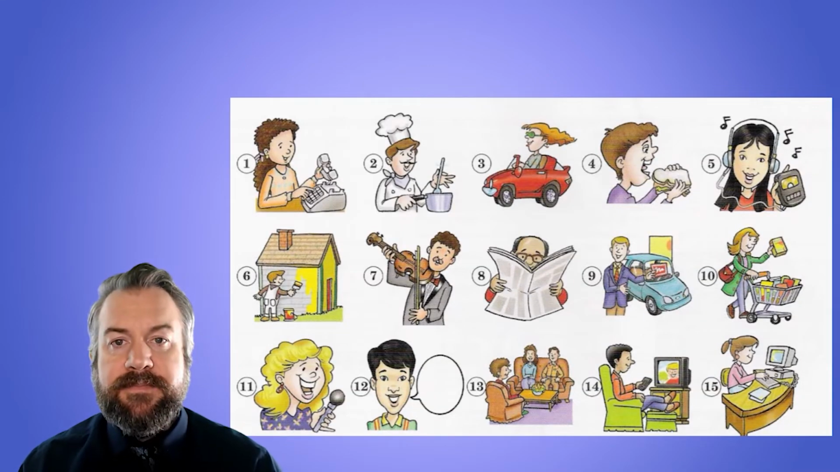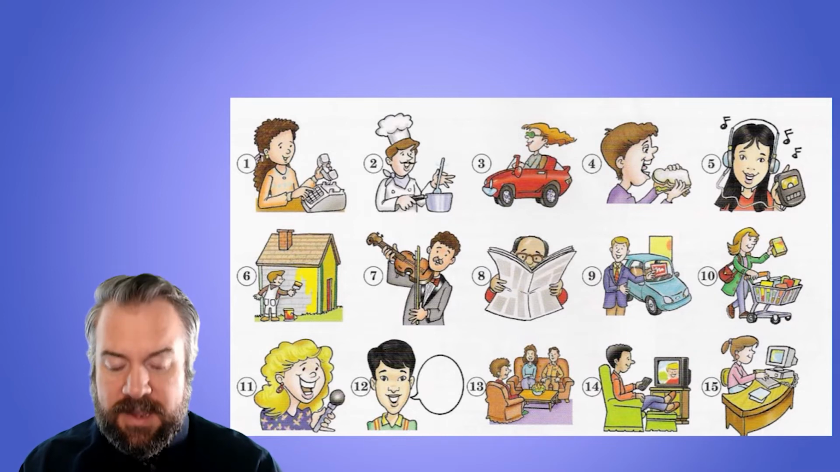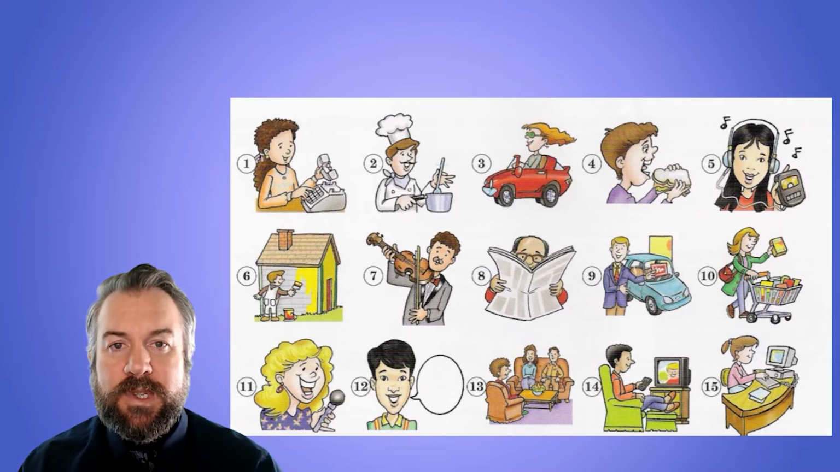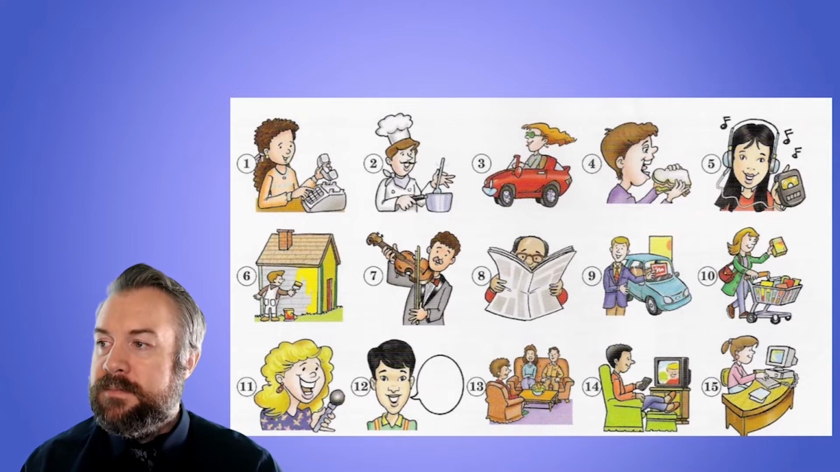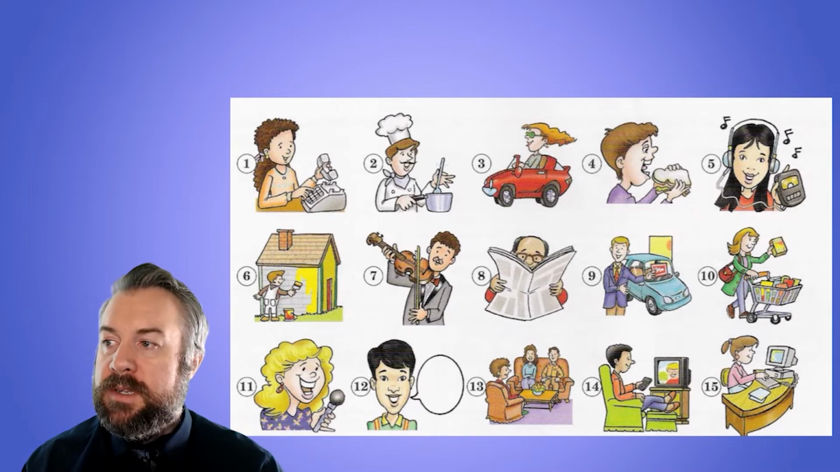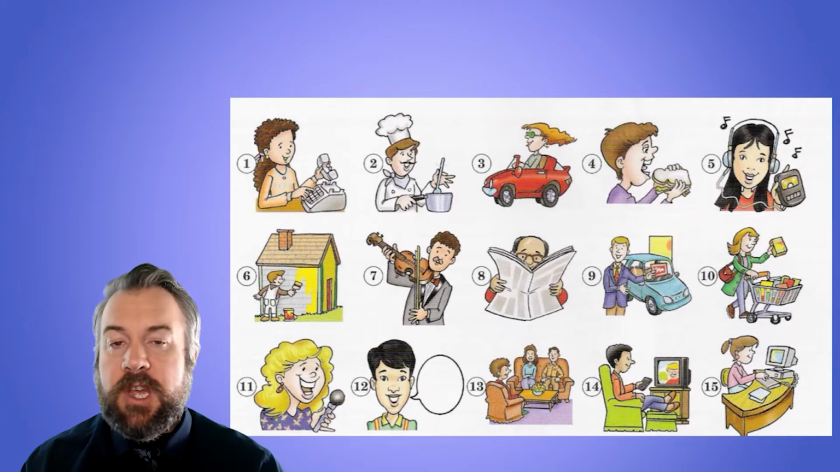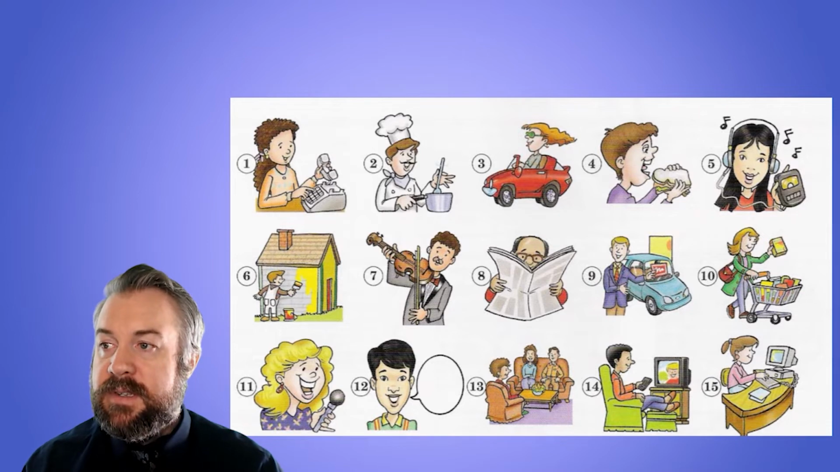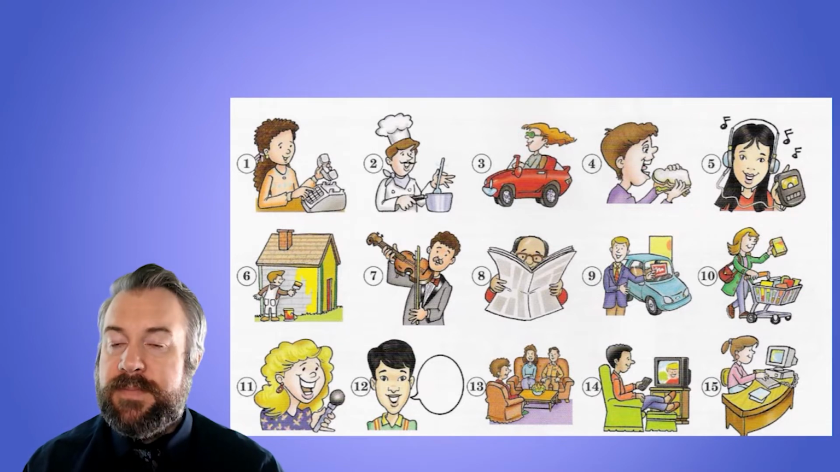Let's move on to page 79. Let's look at the vocabulary on page 79. There are 15 expressions for you to learn. Let's start with number 1. Call. The action is call. Number 2. Cook. Number 3. Drive. Number 4. Eat.